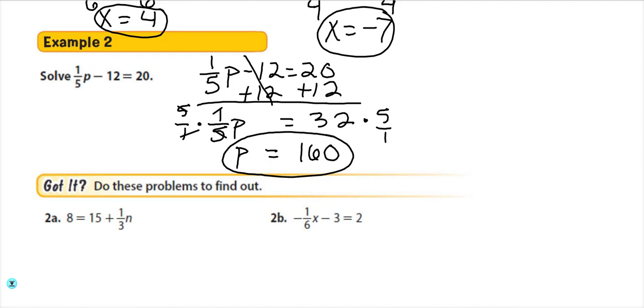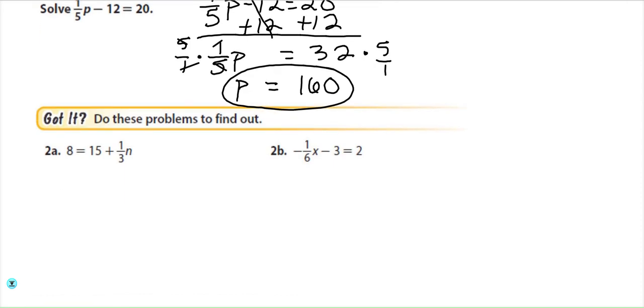Okay, so if I plug that in, oh, it doesn't say check it this time. Well, if you want to check it, you can check it. All right, on the got it question, go ahead and try those by yourself. And let's take a look.